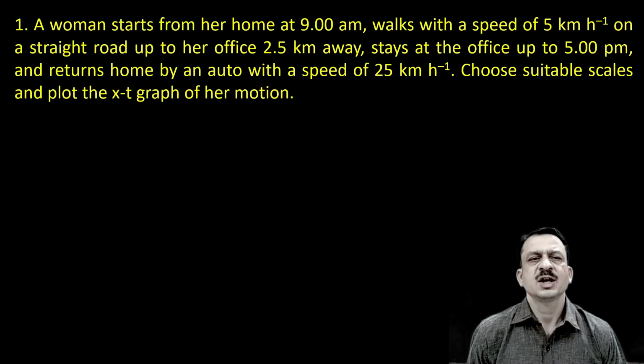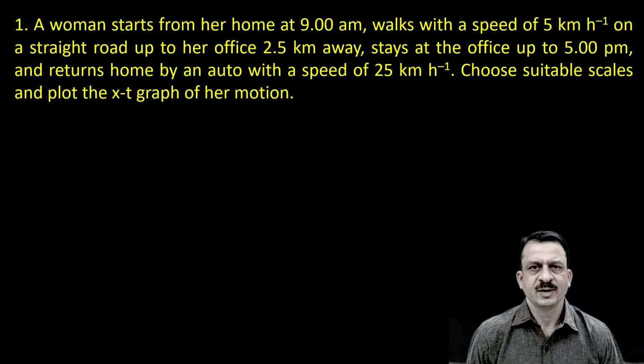A woman starts from her home at 9 a.m., walks with a speed of 5 km per hour on a straight road up to her office 2.5 kilometers away, stays at the office up to 5 p.m. and returns home by an auto with a speed of 25 km per hour. Choose a suitable scale and plot the x-t graph of her motion.